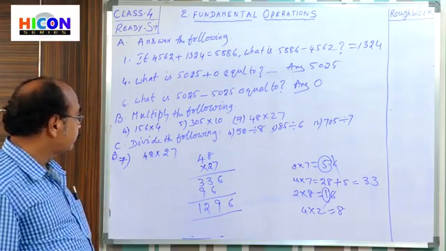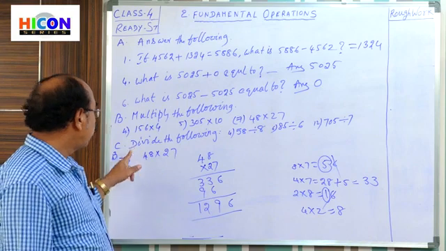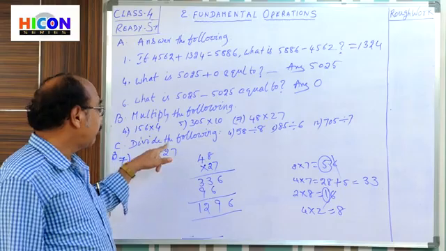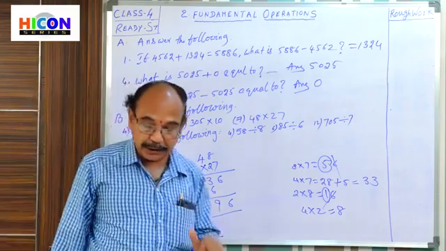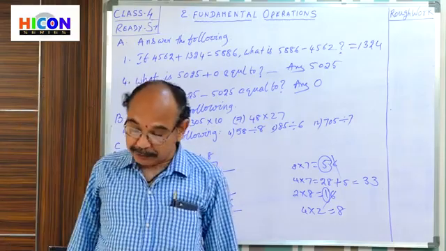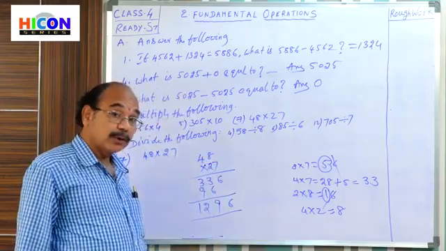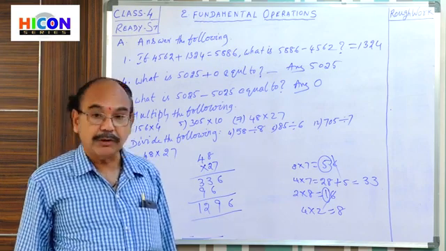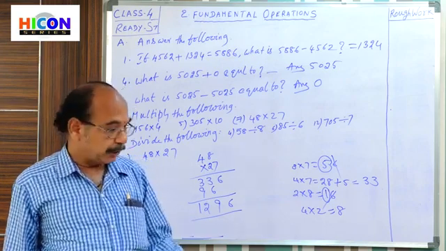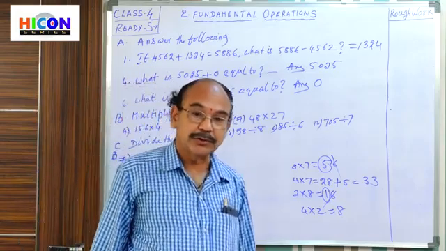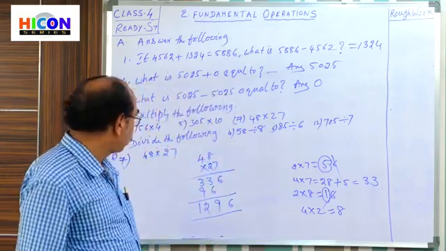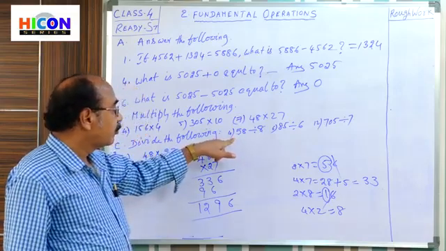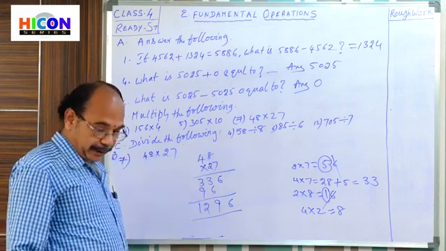Okay, children. Next, come to C. In C, what is there? Divide the following. Some division problems are there. How many division problems are there here? 12 division sums are given for you. So now you are going to learn about division just by taking your sums. Divide the following. Fourth one, 58 divided by 8.